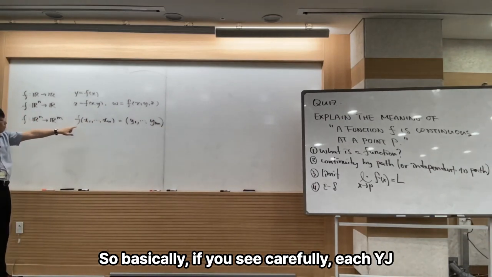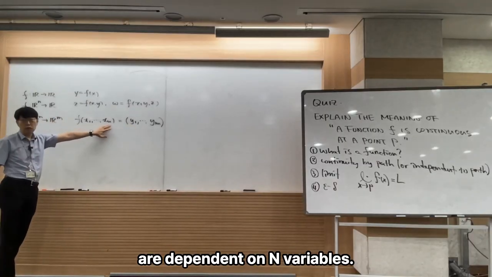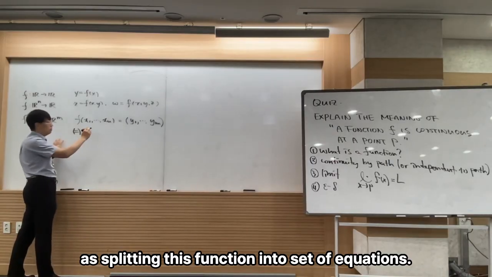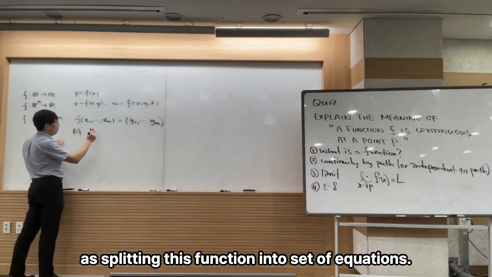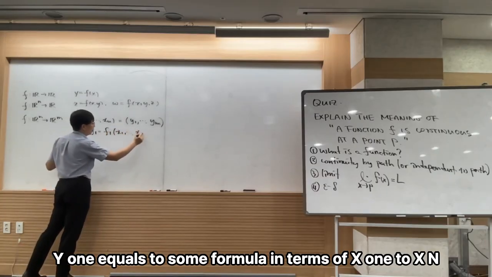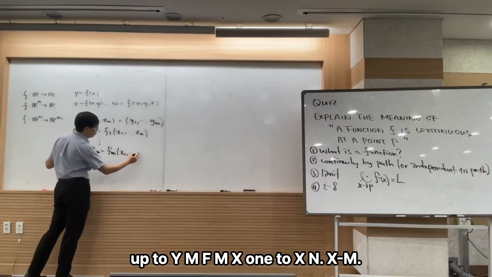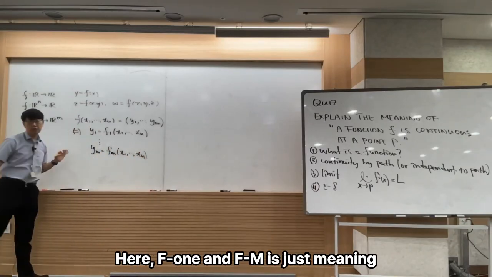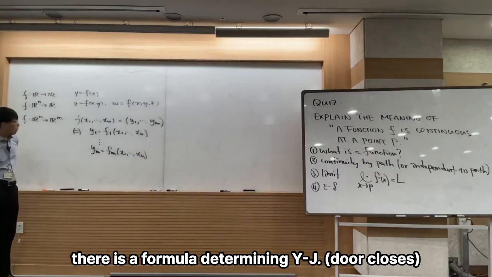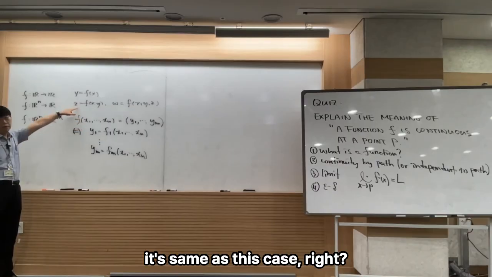So basically, if you see carefully, each yj depends on n variables. So you can say this is exactly the same as splitting this function into a set of equations. y1 equals some formula in terms of x1 to xn, up to ym equals fm of x1 to xn. Here f1 and fm just mean that there is a formula determining yj. So you see, by looking at this case, it's the same as this case, right?